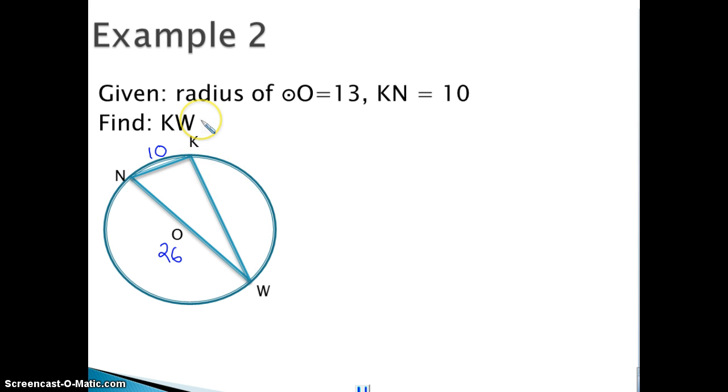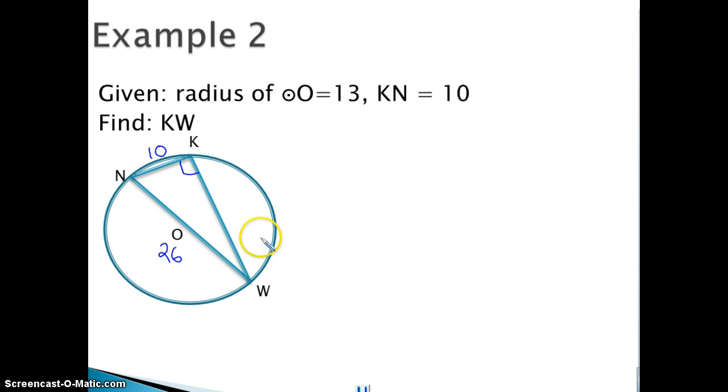It's very likely that I'm dealing with a right triangle here, but just to verify, NW is a diameter, and we have points going from that diameter to an inscribed angle. So what that means is that the angle right here is inscribed on the semicircle. It must be 90 degrees. So angle K is 90 degrees.